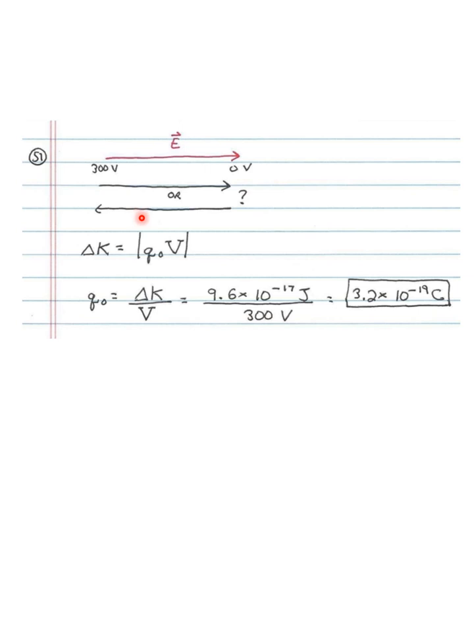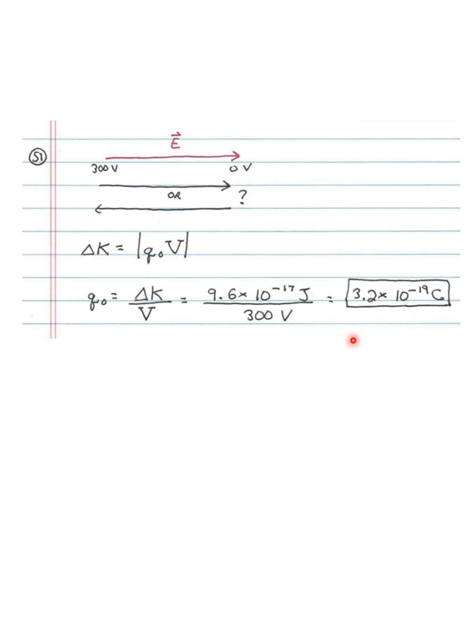So the change in kinetic energy, the magnitude of it, is the charge times the voltage. Now it says it's gaining that much kinetic energy, so it's definitely speeding up. Well, the charge is going to be change in kinetic energy over voltage. So I plug those in and I get 3.2 times 10 to the negative 19 coulombs.